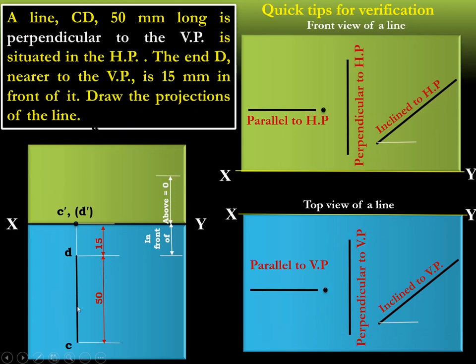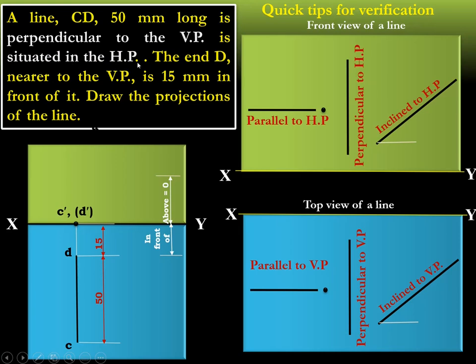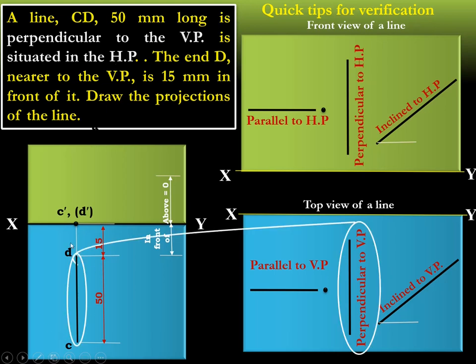Now we shall verify the final solution using quick tips. When a line is perpendicular to the vertical plane, its corresponding projection will be obtained below the XY line and it will also be perpendicular to the XY line. When a line is situated in the horizontal plane, automatically it will become parallel to horizontal plane. We all know that when a line is perpendicular to one plane and parallel to the other plane, the parallel view will become a point. In this case, the line is situated in the horizontal plane. Therefore, its front view will become a point and it will be obtained on the XY line itself.